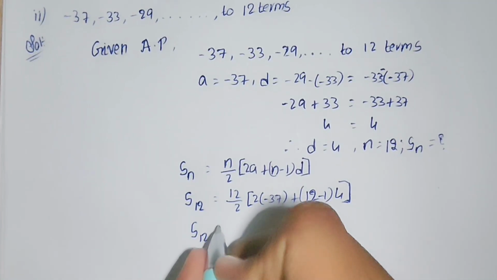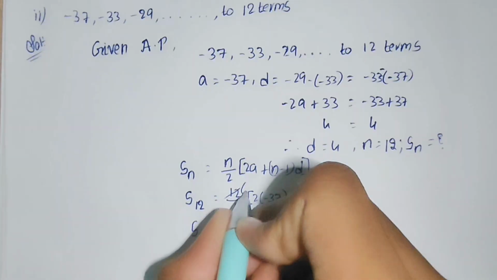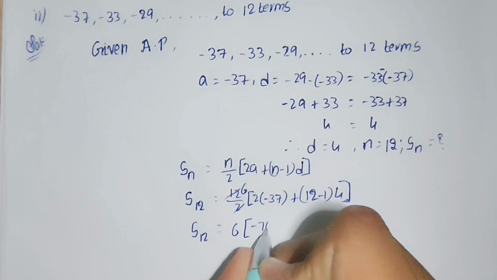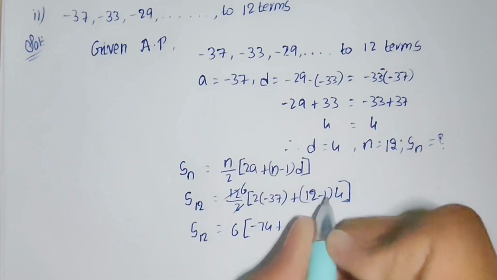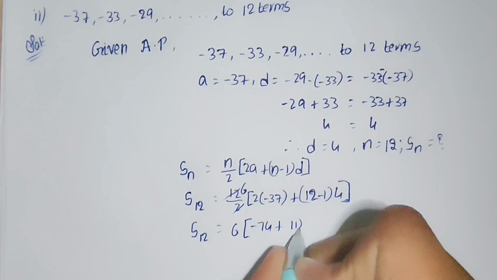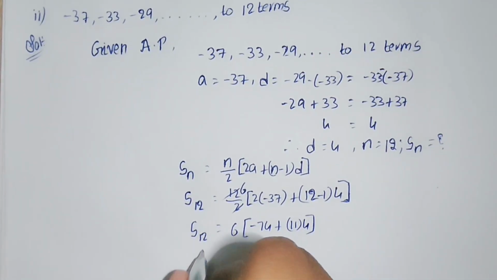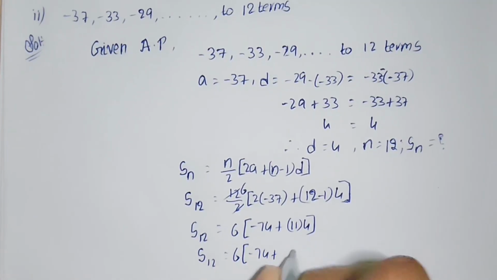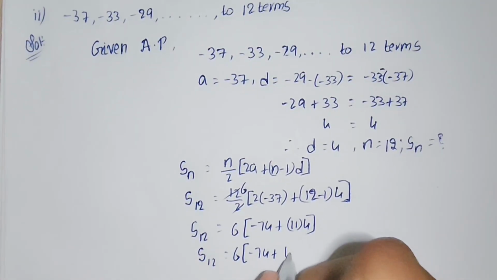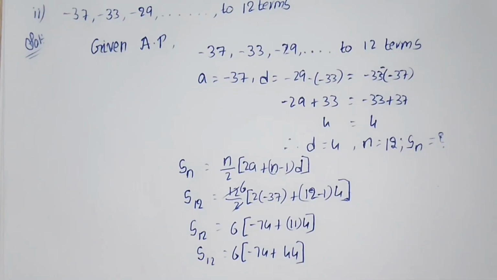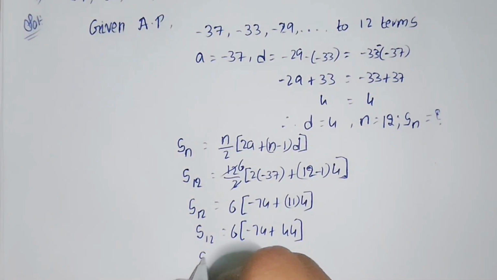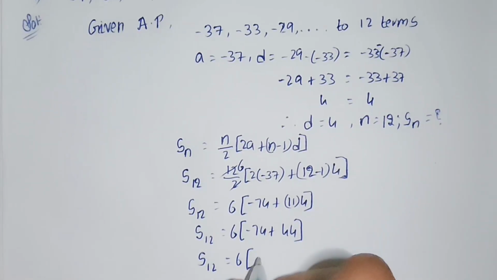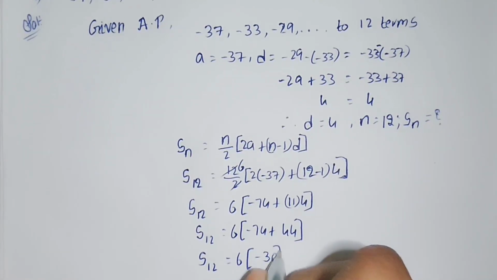So S base 12 is equals to 2 ones are 2, 6 are. So 6 into 2 into minus 37 minus 74 plus 12 minus 1, 11 into 4. So S base 12 is equals to 6 into minus 74 plus 11 into 4 is 44. So S12 is equals to 6 into minus 74 plus 44, minus 30.